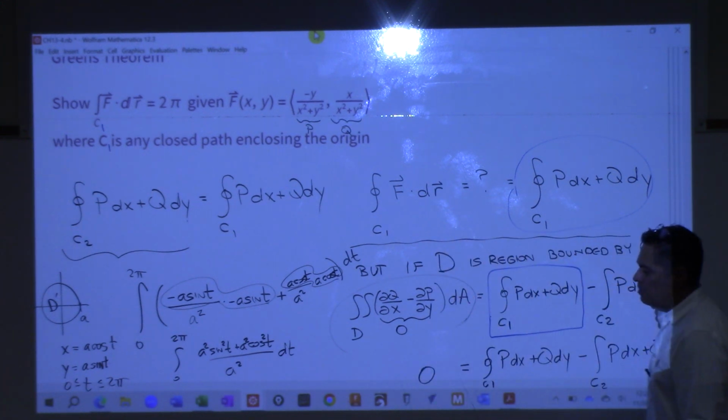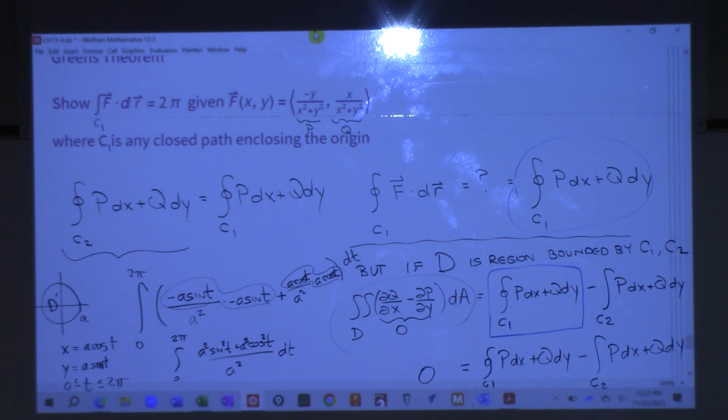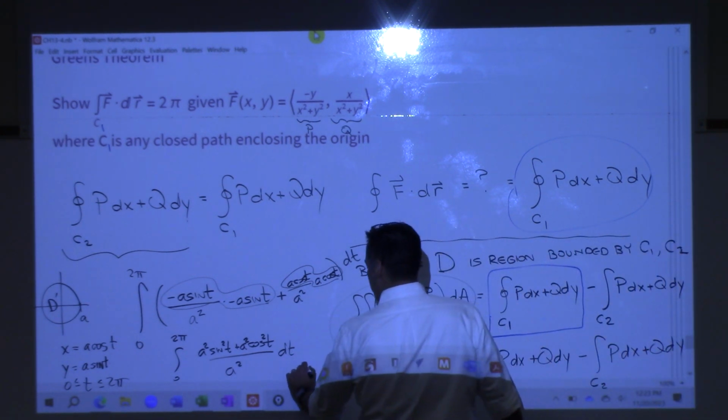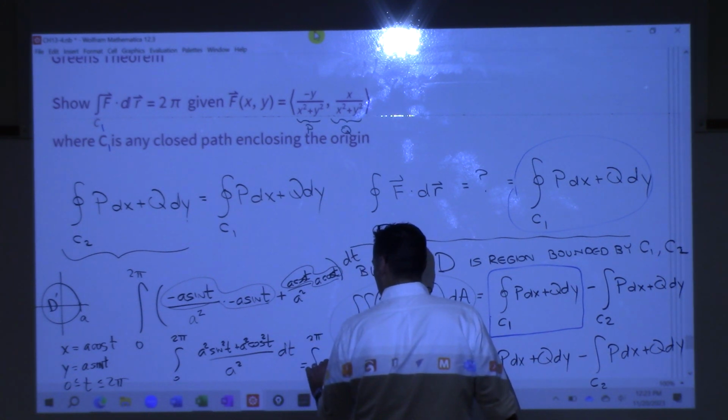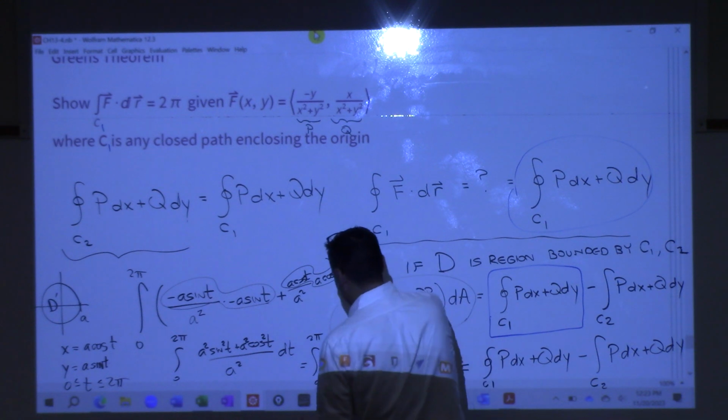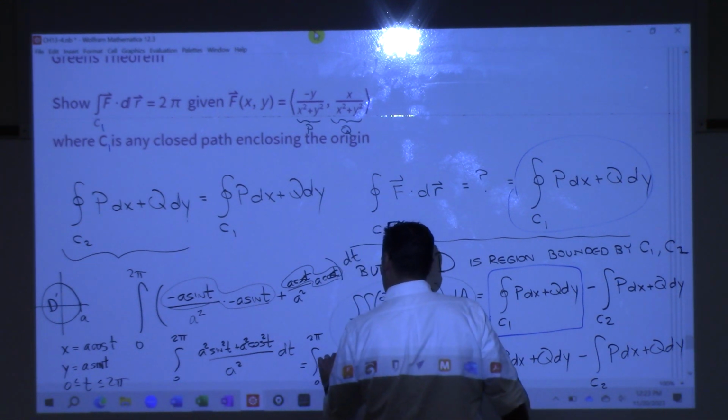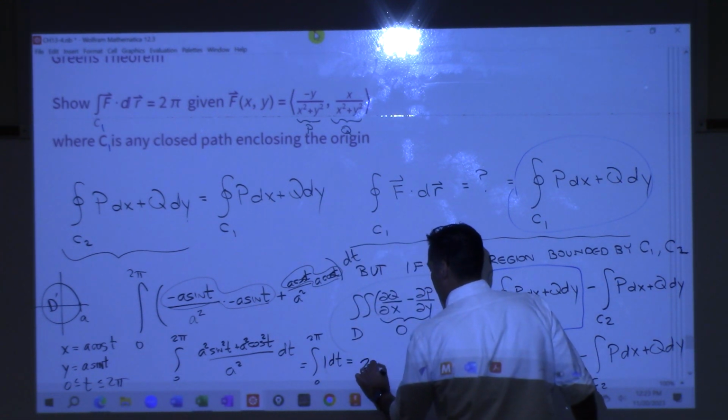And the top, you can factor out a squared. You get a 1. A squared over a squared is 1. So you get the integral 0 to 2 pi of, oh sorry, a squared cancels, 1 dt, and that's just 2 pi.